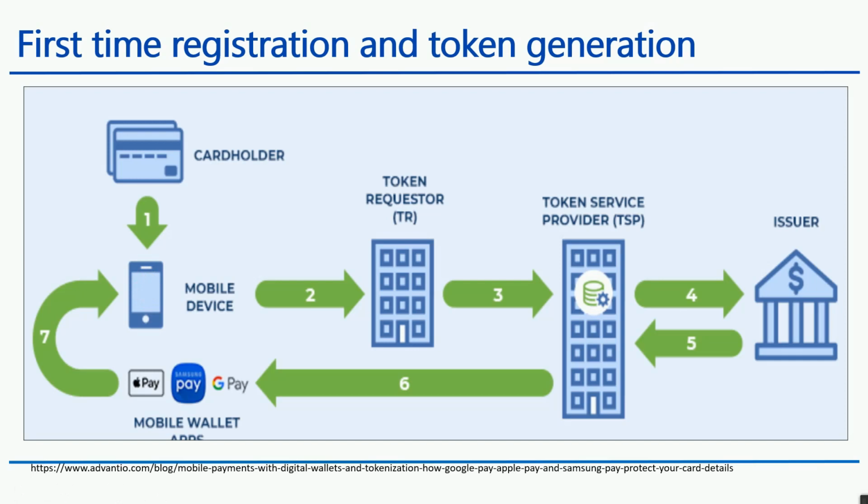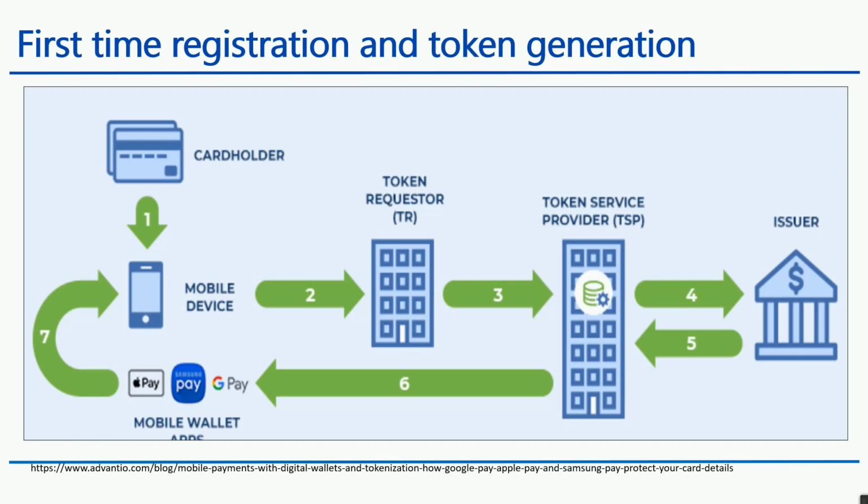So this is the token generation. This happens for the first time whenever the customer is trying to add a card onto a mobile device. Apple Pay, Samsung Pay or GPay secures that token on their servers and then sends it to the device. The device stores the token. So that's the flow whenever there is a first-time registration, and the token gets generated for each card.